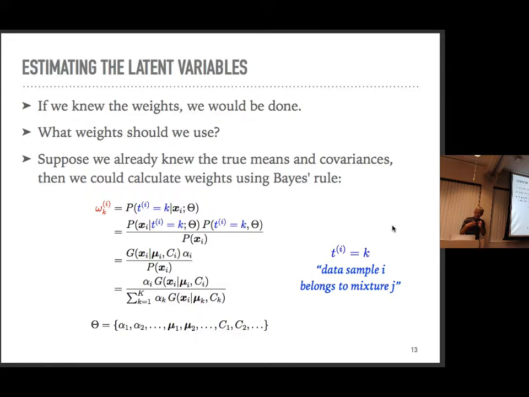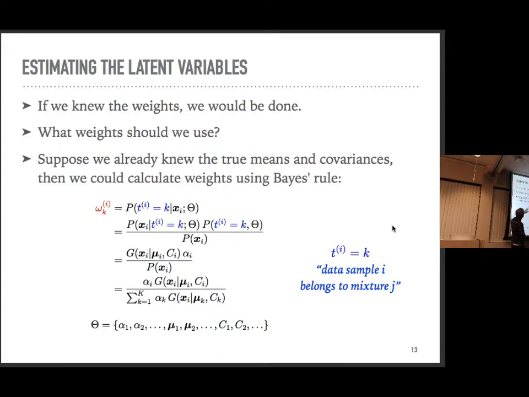Okay, but we still need to figure out what weights we're going to plug into these weighted mean and covariance formulas. But let's turn it around. Suppose we already knew the true means. Let's say all of our Gaussians were locked in. We knew their means and their covariances, and the alphas. We knew all of the parameters. Then we could actually calculate the weights using Bayes' rule.